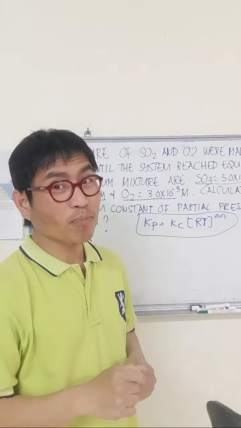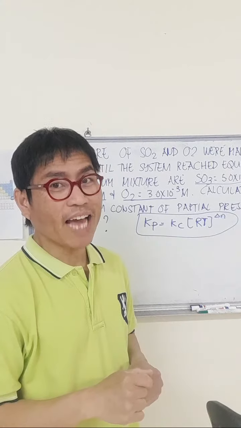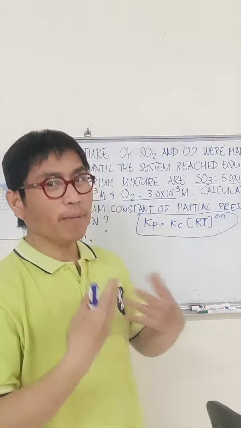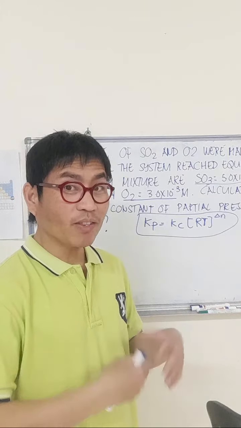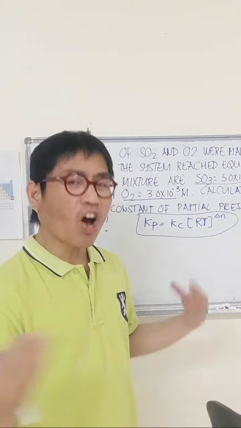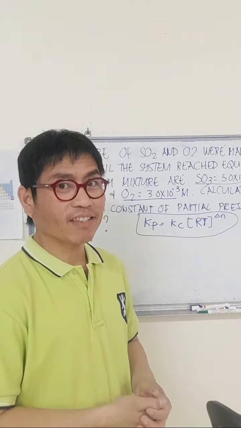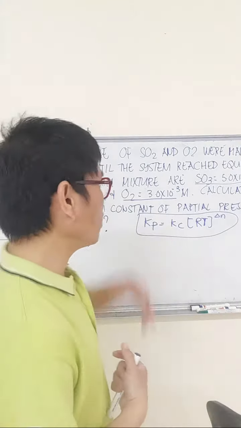If the data were expressed in partial pressure, then it would be very easy, and there would be no need to use this. We would just use Kp equals the partial pressures of the products raised to the number of moles over the partial pressures of the reactants raised to the power of the number of moles. But here, these are all concentrations.